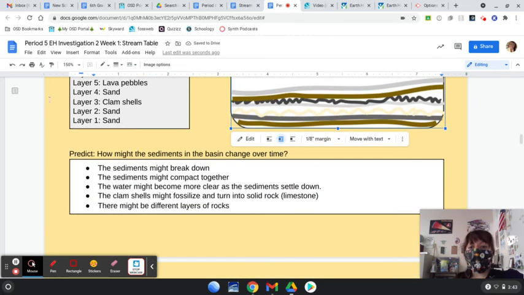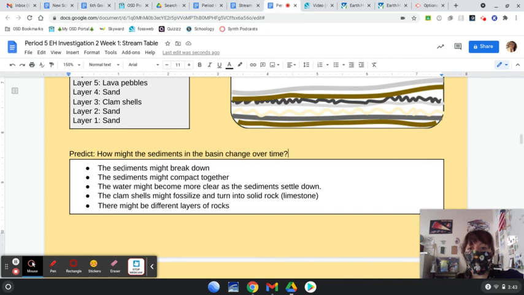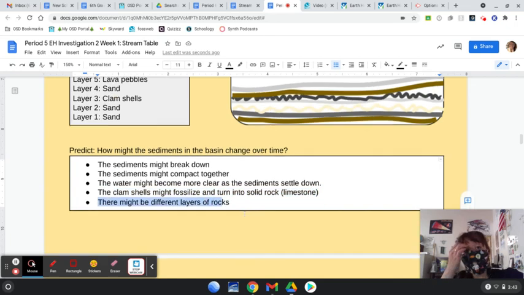And then we predicted, what do we think would happen to the sediments in the basin over time? We thought that the sediments might break down or they might compact together. The water might become more clear as the sediments settle. The clamshell fossils might turn into limestone. And there might be new and different layers of rocks that form.